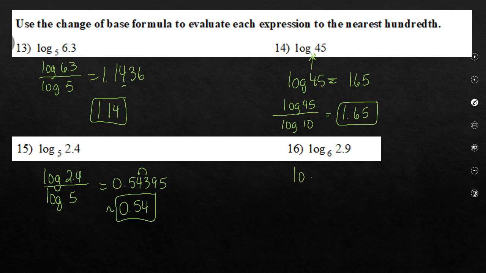And last but not least, log base 6 of 2.9 would be log of 2.9 divided by log of 6. Trying to type that in there real quick. Divided by log of 6. There we go. And this one is 0.5942. Again, rounding to that hundredths place, approximately 0.59. You got it.